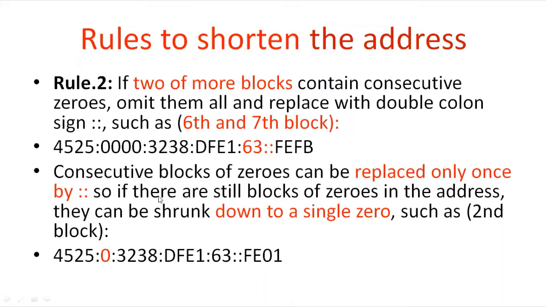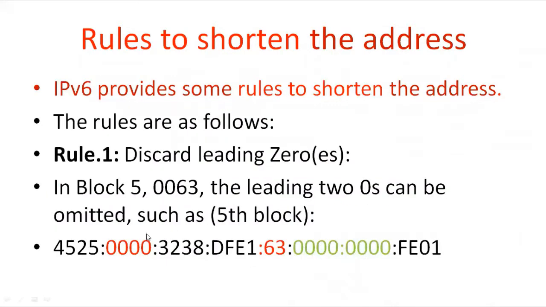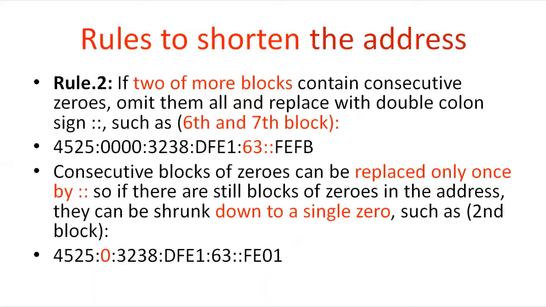So there are still blocks of zeros in the address. Here, the second group consists of 0000. Four zeros are there. These are not consecutive blocks of zeros. Here only one block consists of 0000. So what do we do here? Omit these zeros and replace them with a single zero.